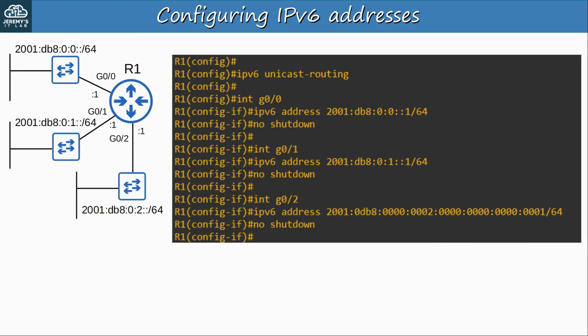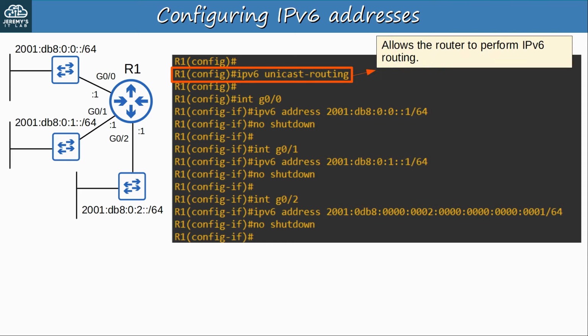So here's the configuration. First up, you have to use the command ipv6 unicast-routing. This command allows the routers to perform IPv6 routing. If you don't enable this, it's not going to actually forward IPv6 packets.